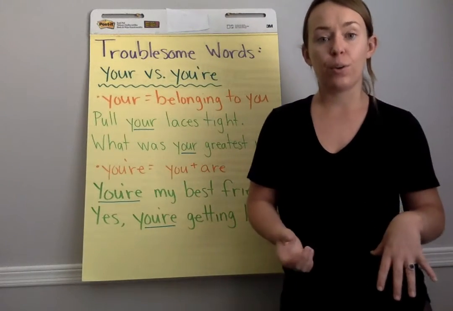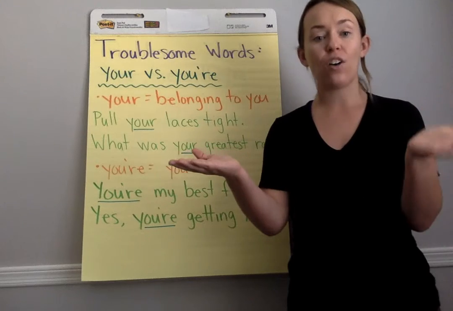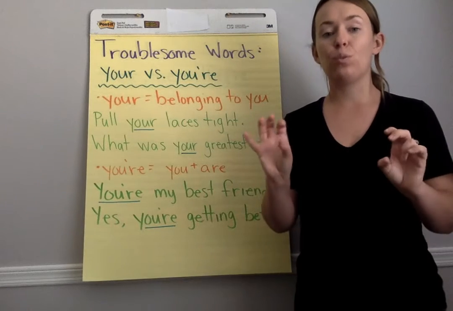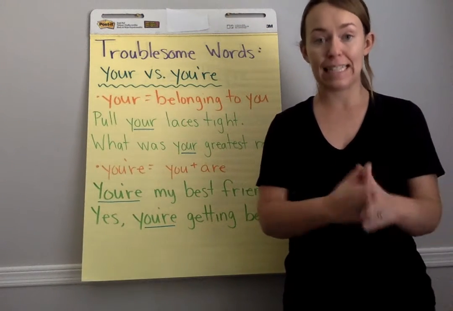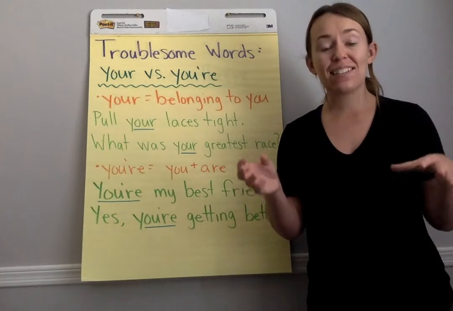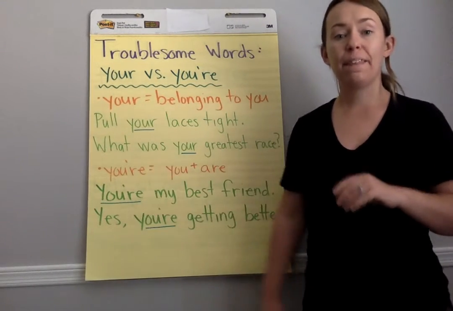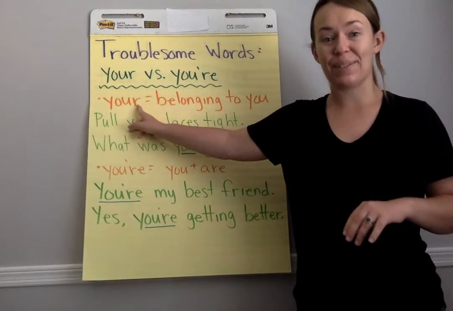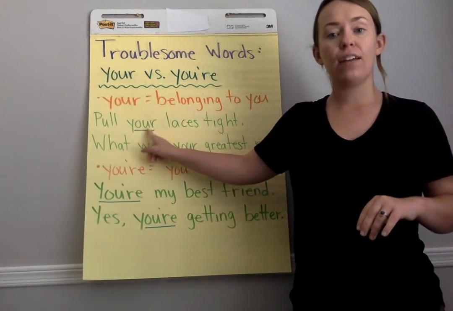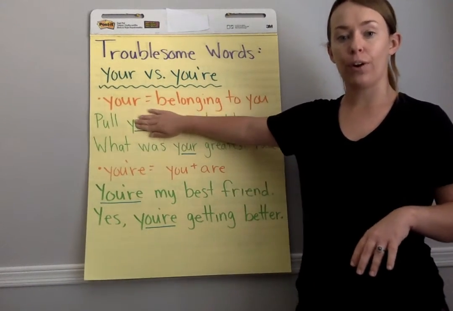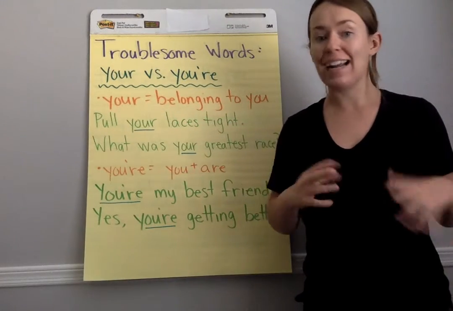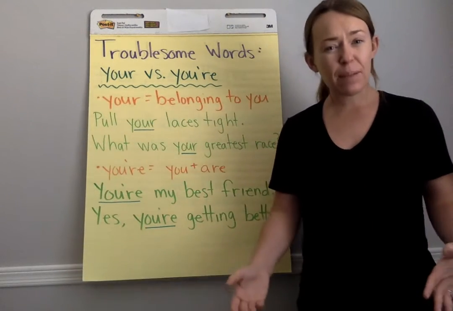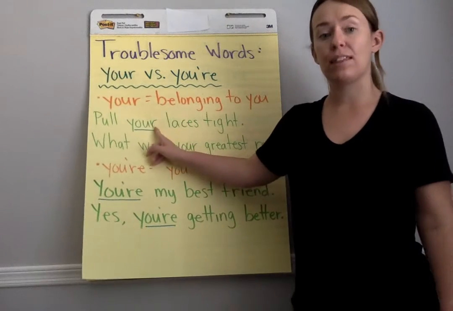Now the other version of you're is a contraction of you and are. Now, the way to know which your to use is to plug in you are and say it like that in the sentence. If it makes sense, you can use the contraction. If it doesn't make sense to say you are in the sentence, you're going to want to use this one, okay? So for example, let's try it on this sentence. Let's take out your and let's plug in you are and see if it makes sense. Pull you are laces tight. Does that make sense? I don't think so. So we're going to keep it with this your.